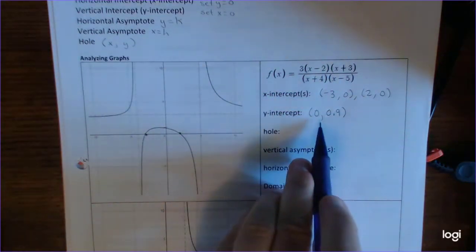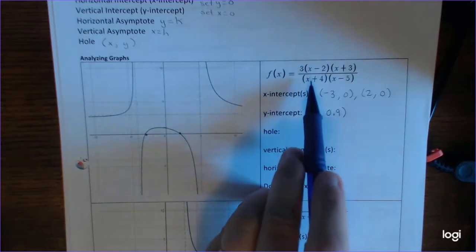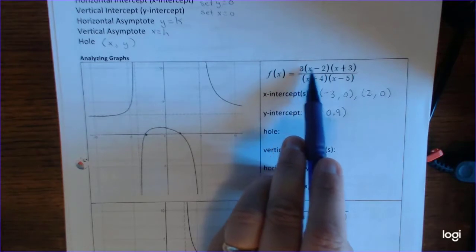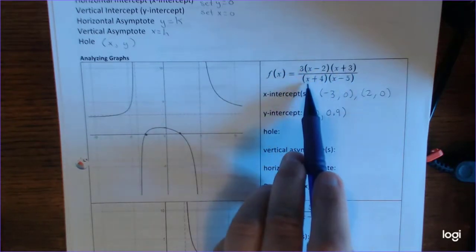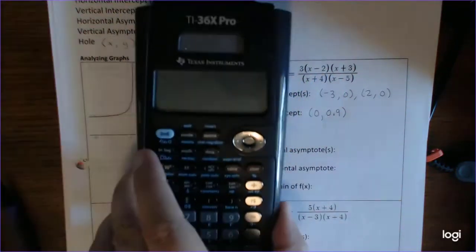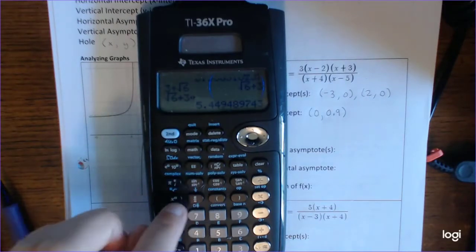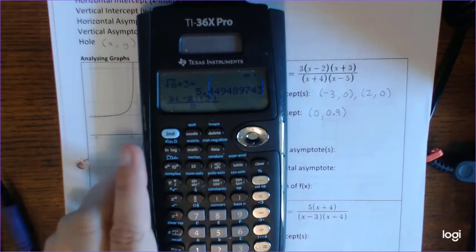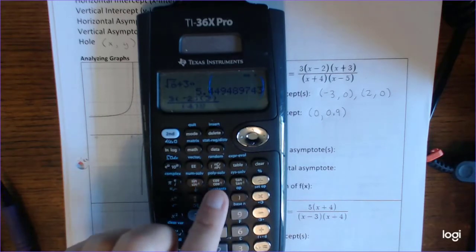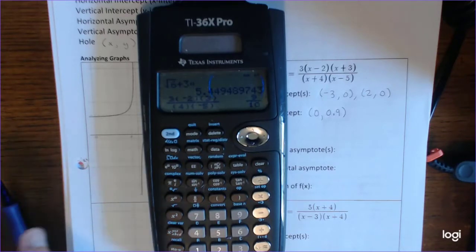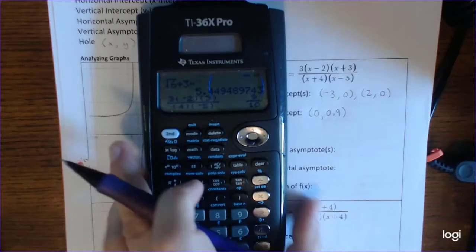Now you get the y-intercept by putting 0 in for x. So if we put 0 in for x, we get 3 times -2 times 3 divided by 4 times -5. So let's figure out what that is. See how close we came. So we have 3 times -2 times 3 over 4 times -5. Oh, I was right on that. I did not expect that. I was right on 9/10.